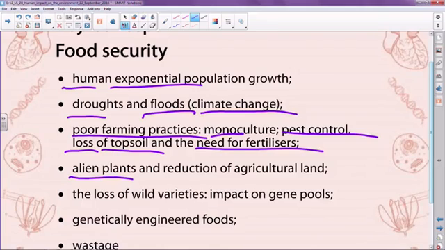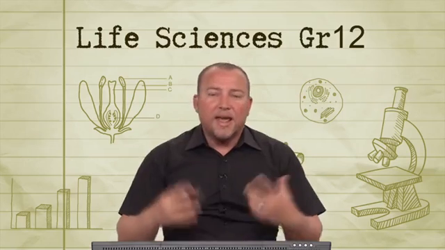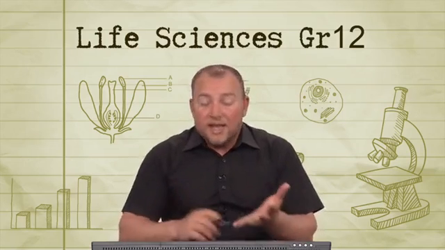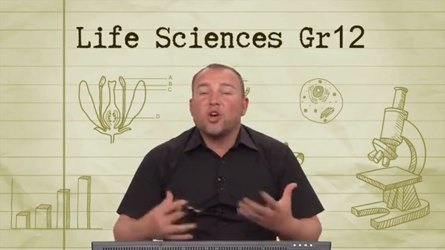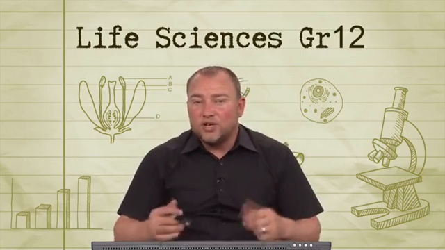Next one, we got alien plants. Now, alien plants reduce agricultural land. Okay, alien plants from overseas that don't belong in this country. If they're here, what they do is they drink up the water a lot quicker than any of our plants, so our plants suffer because of it. And if there's alien plants, we can't do agriculture, we can't do farming and all of that. So we have to get rid of them.